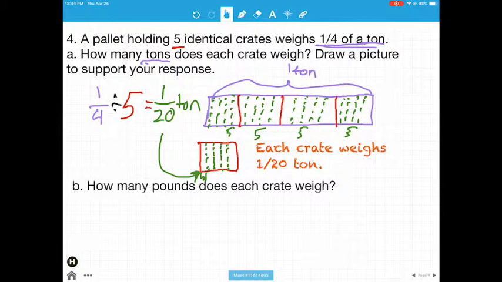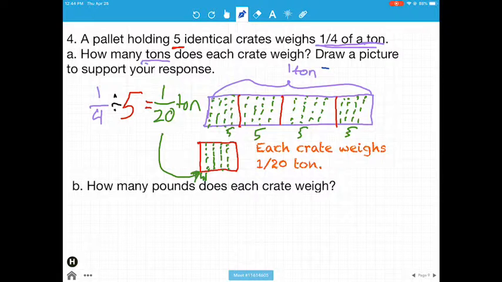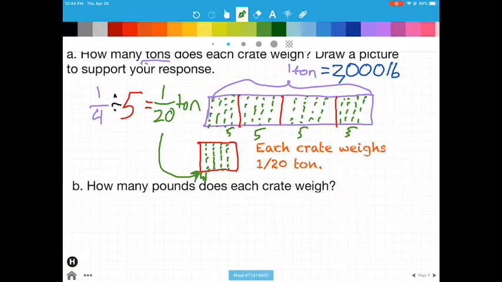Okay? Now, the second part of this says how many pounds does each crate weigh? Well, in order to figure that out, we need to know that 1 ton is the same as 2,000 pounds. Now, I know that off the top of my head. You probably don't know that. That's fine. You could always look that up. On a question, it would give it to you most of the time on a test.